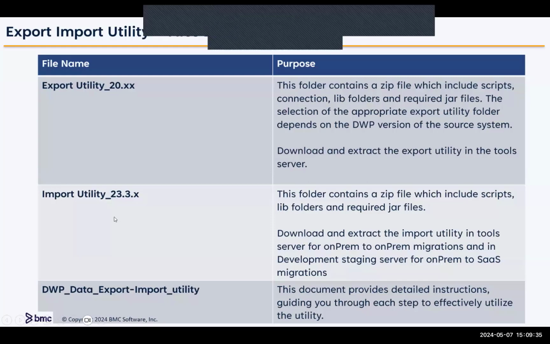Next is the import utility. This folder also contains a zip file, which when extracted will give us scripts and lib folders, with the required jar files inside it. We need to download and extract this import utility in the tool server in case of on-prem migrations, and in case of SaaS migrations, we need to do this in the development staging server. And we have seen a doc file, which is the DWP data export import utility guide. It guides us through the step-by-step details of how to use this utility.